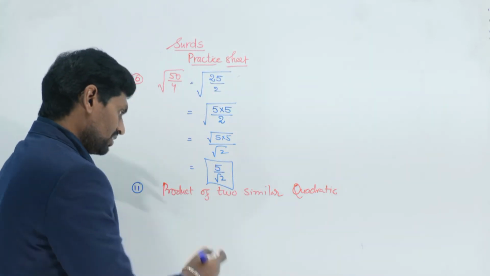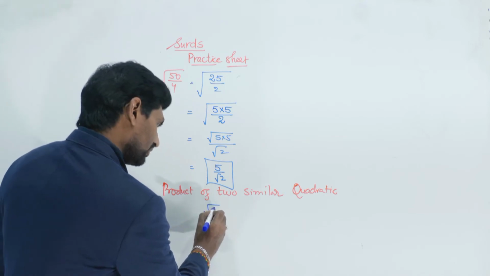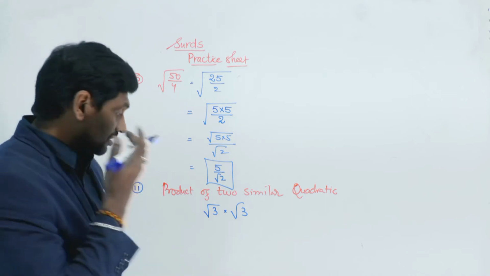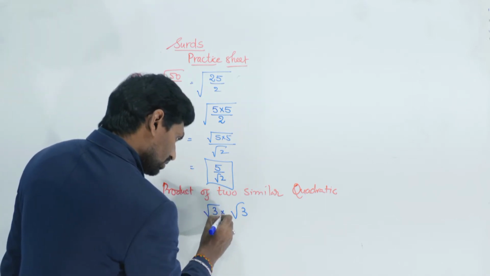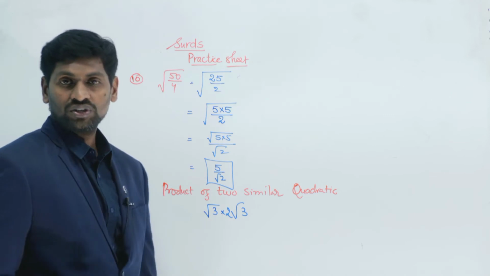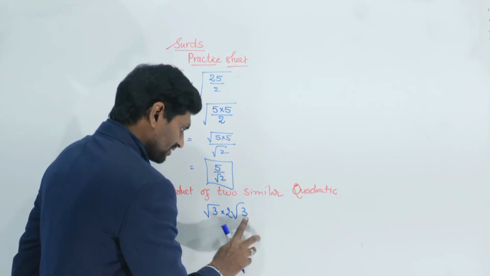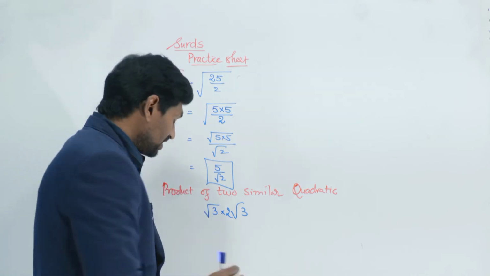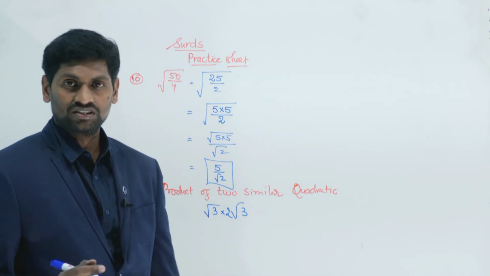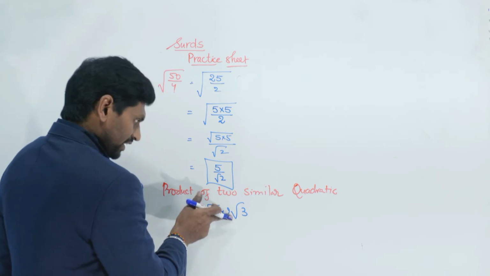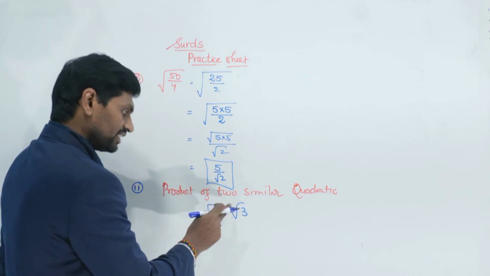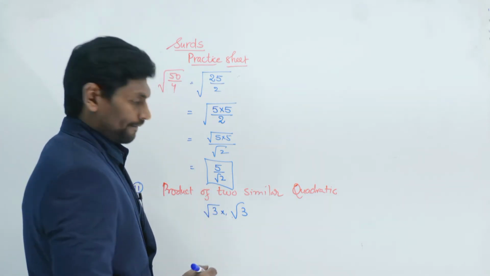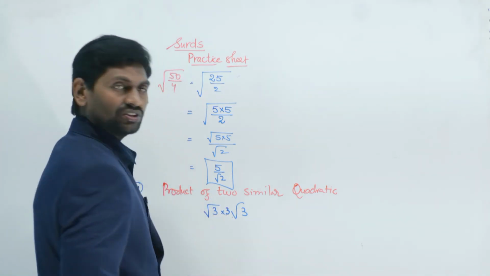For example, if you are taking square root of 3 into square root of 3, or 2 into square root of 3 also is similar. Whenever it is having the same radicand with the same order of surd, we can say that these two surds are similar surds. Root 3 is similar to itself; 2 root 3, 3 root 3, 4 root 3, these are all similar terms of root 3 only.